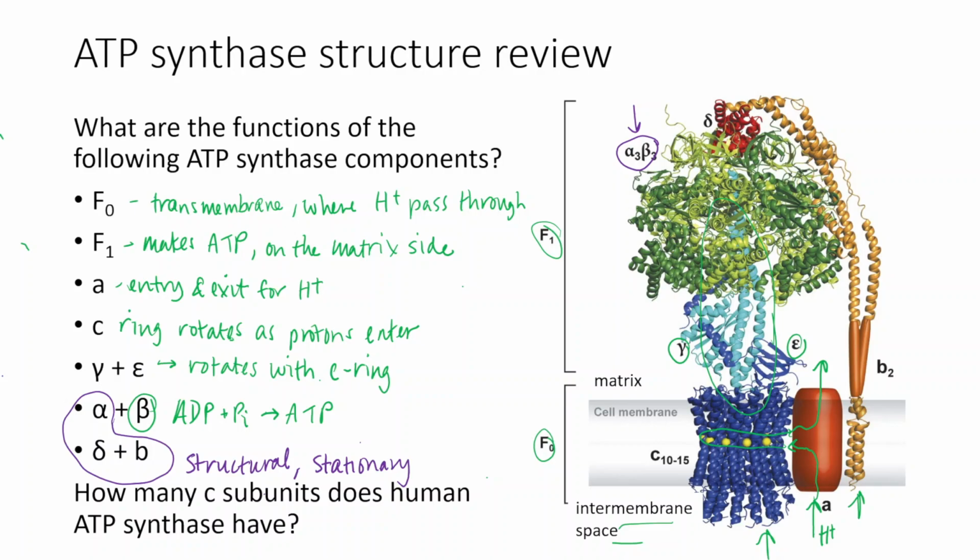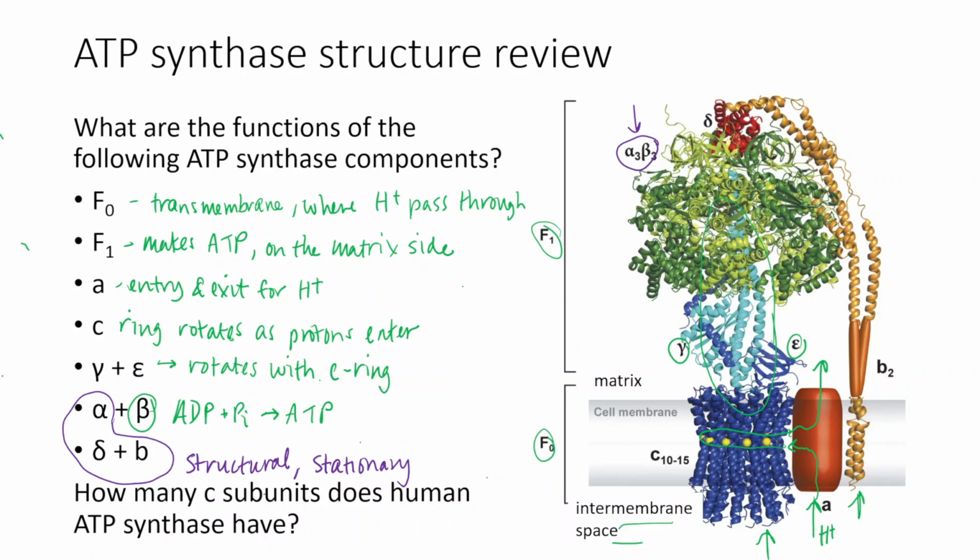So, yeah, I think that covers the structure and the function. We have this bluish part at the bottom that's rotating, that's helping to cause a conformational change in the greenish part that's in the matrix. And that is ultimately helping to catalyze the formation of ATP.